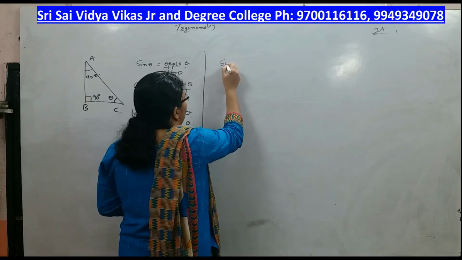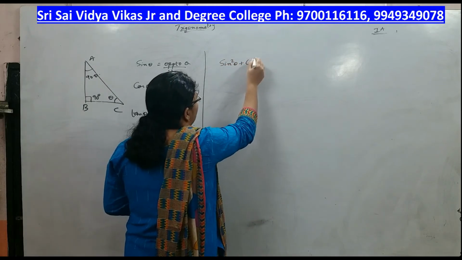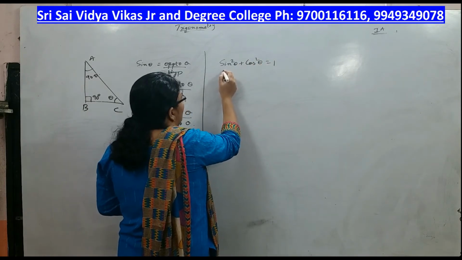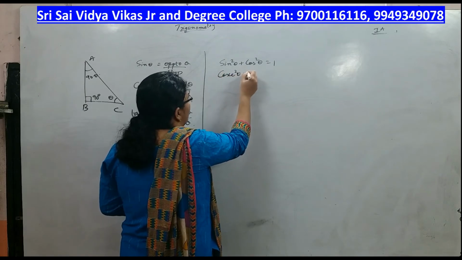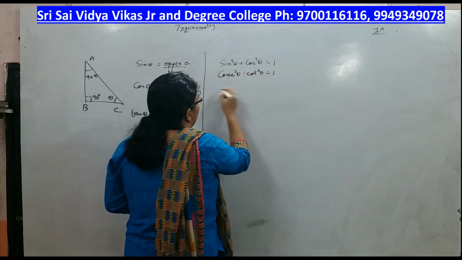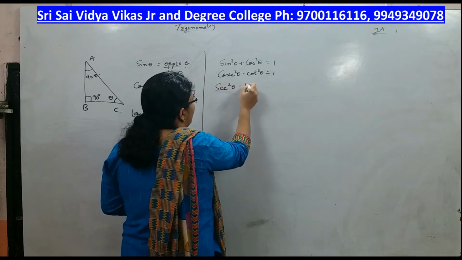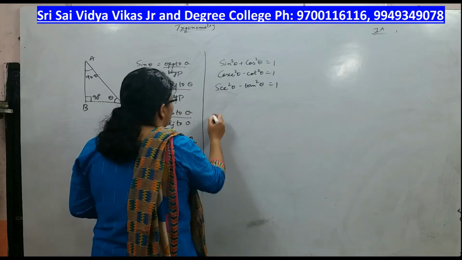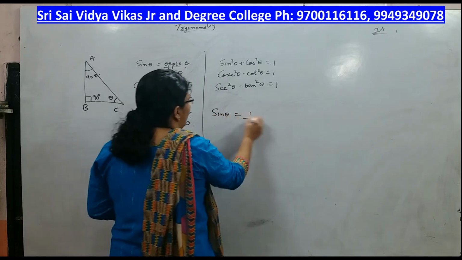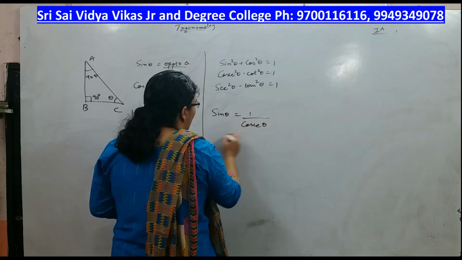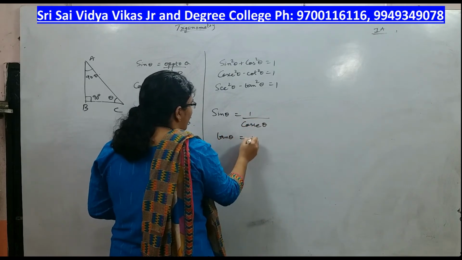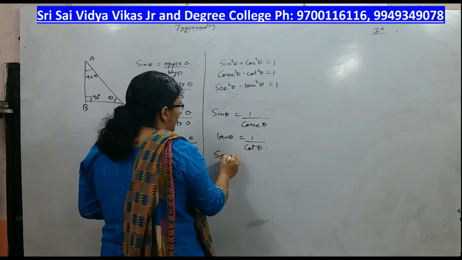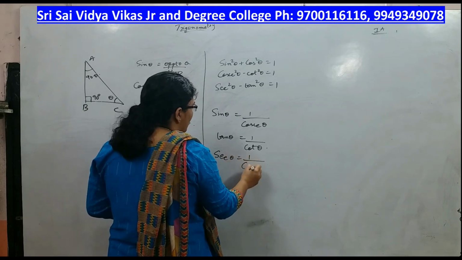Then 3 trigonometric identities: sin square theta plus cos square theta is equal to 1, cosecant square theta minus cot square theta is equal to 1, secant square theta minus tan square theta is equal to 1. And here you know that sin theta is equal to 1 by cosecant theta, tan theta is equal to 1 by cot theta, secant theta is equal to 1 by cos theta.